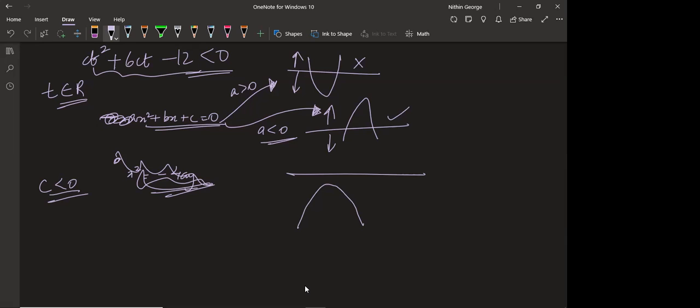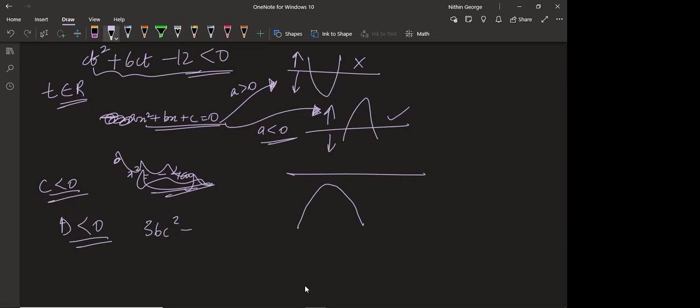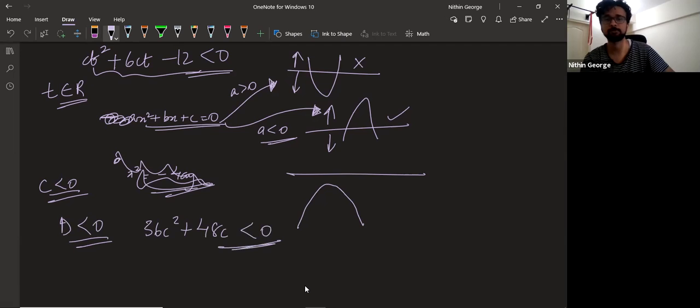It's okay if you take your time to understand this, but you better understand this. It is very useful. Here it will be less than 0, so what can you say about the roots? No roots, right? So you say D is less than 0. When you get D less than 0, b square minus 4ac will be less than 0.